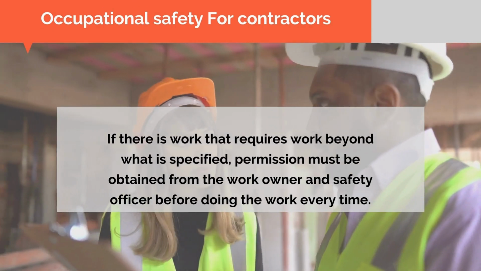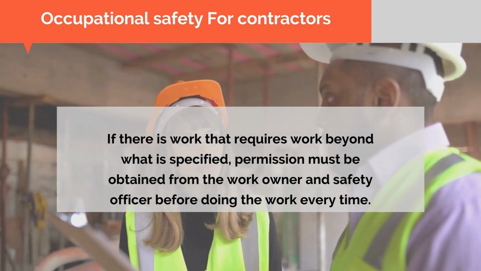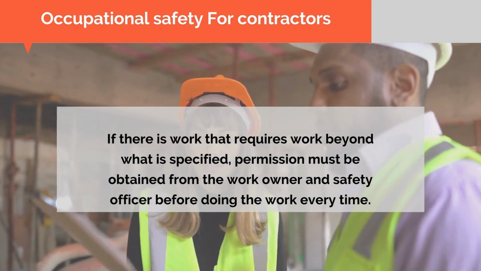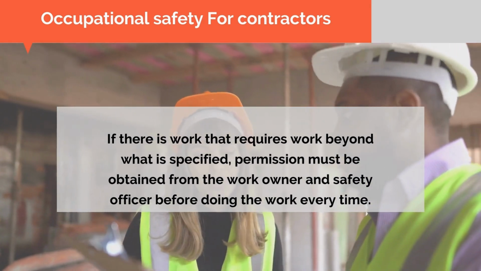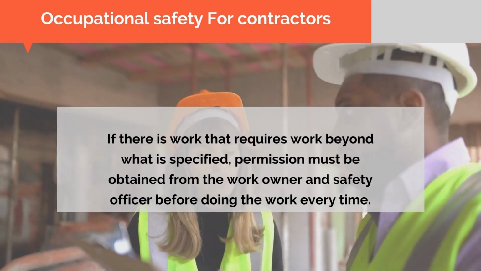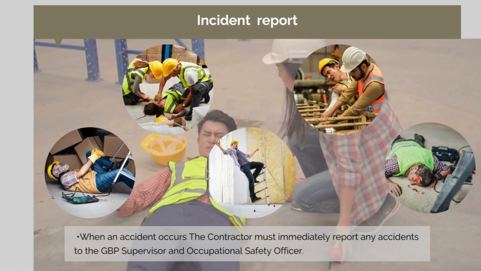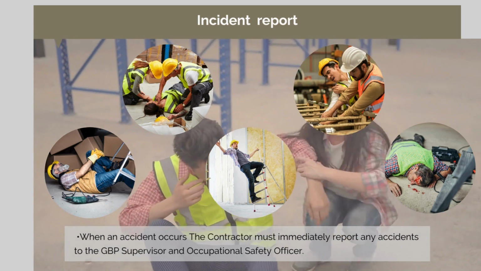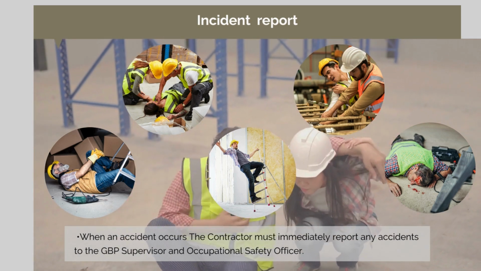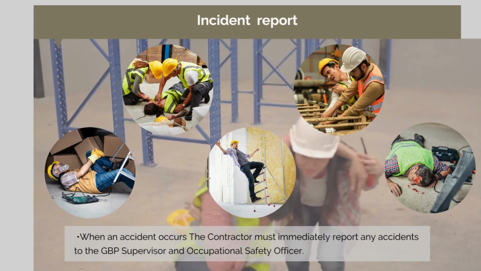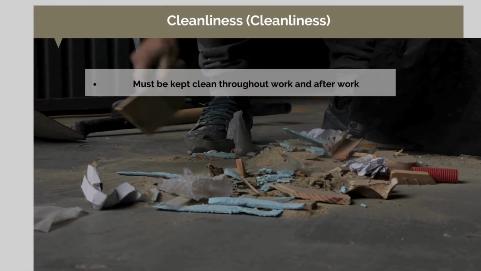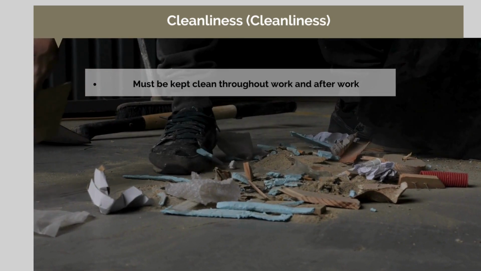Occupational safety for contractors. If there is work that requires going beyond what is specified, permission must be obtained from the work owner and safety officer before doing the work every time. Incident report. When an accident occurs, the contractor must immediately report it to the GBP supervisor and occupational safety officer. Cleanliness. The area must be kept clean throughout work and after work.